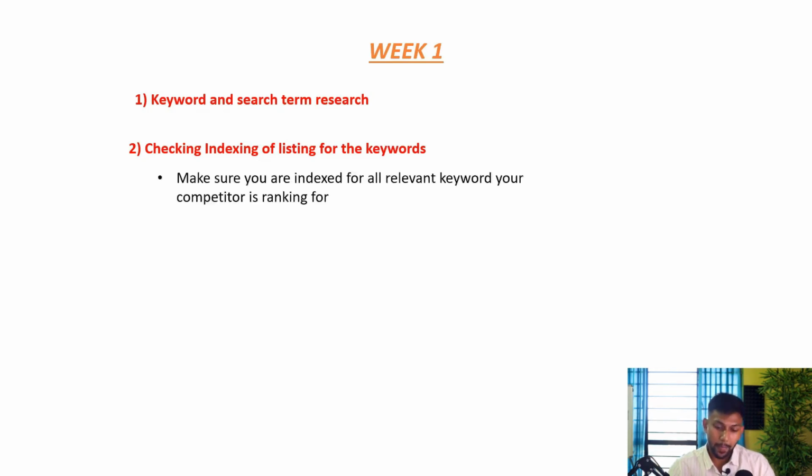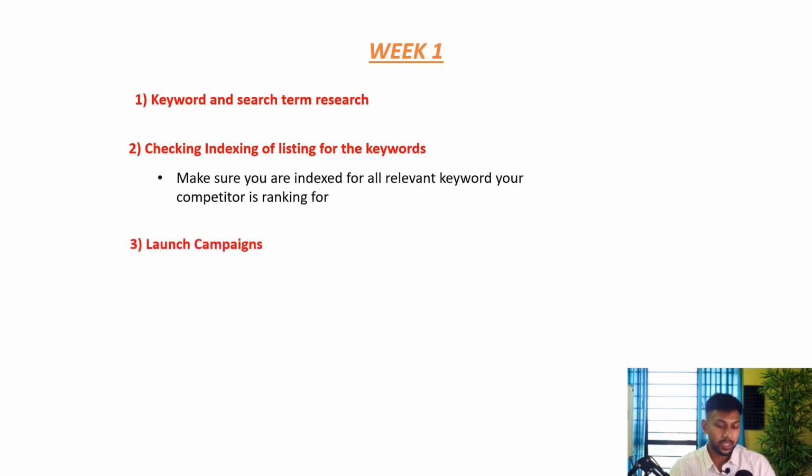Now, second point, checking indexing of listing for the keywords. Straight to that, on the facilitate column, write down, make sure you are indexed for all relevant keywords your competitor is ranking for. In Helium 10, you have an option to put in all the keywords and then you can check whether it is indexing or not.